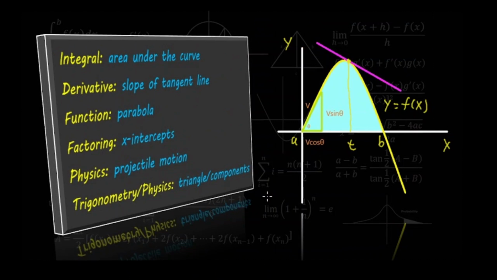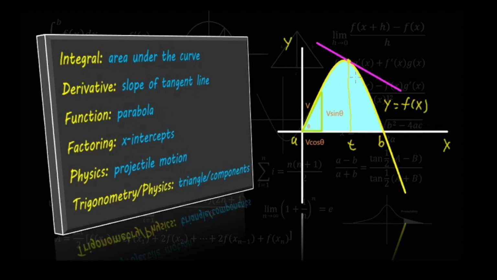Okay, I know that from this graph here, a looks like it's just 0. That's okay. I'm just talking about the concept of factoring here.